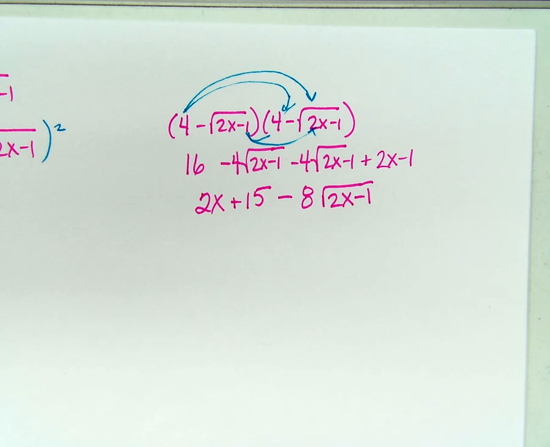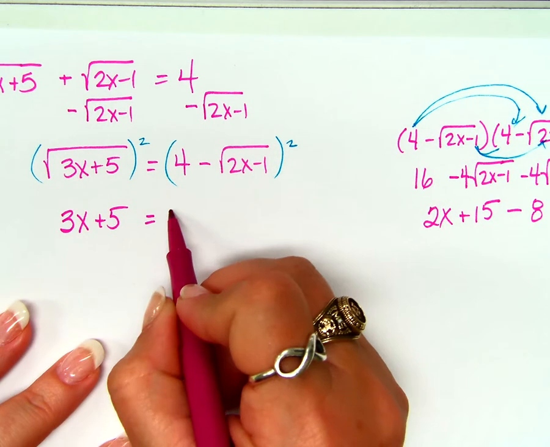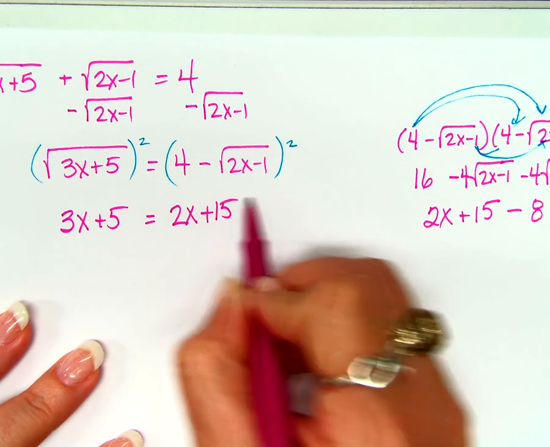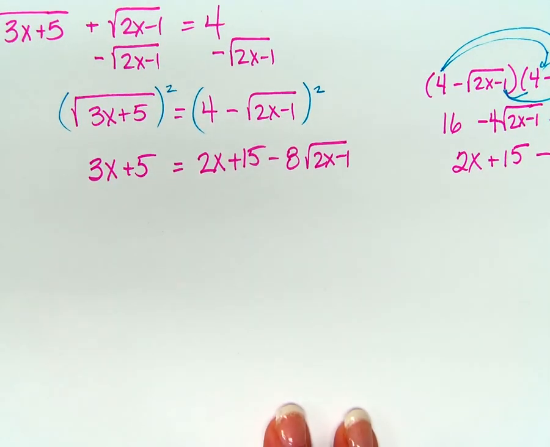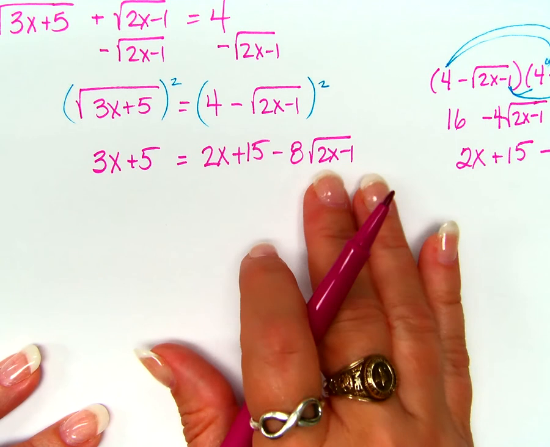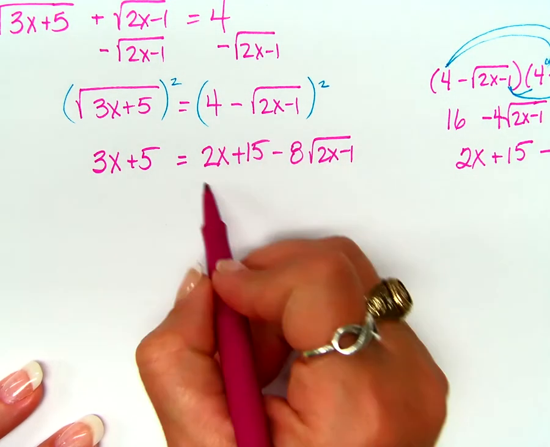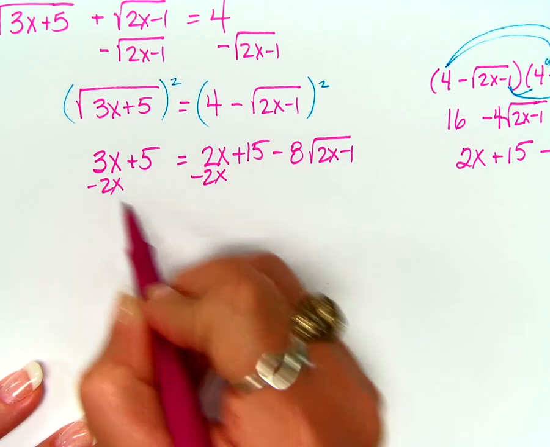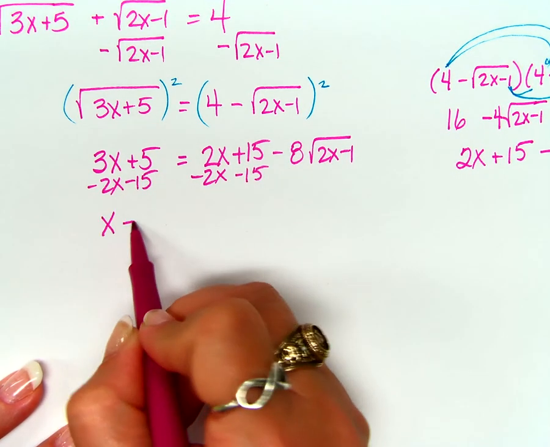Does that make sense so far? To anyone? Yes? Okay. So that's what I have right here, 2x plus 15 minus 8 root 2x minus 1. So what can I do from here? I need to isolate the radical again, right? I got to start the same kind of problem all over again. I'm trying to isolate the radical. So if I subtract 2x from both sides, and if I subtract 15 from both sides, that's nice for now.